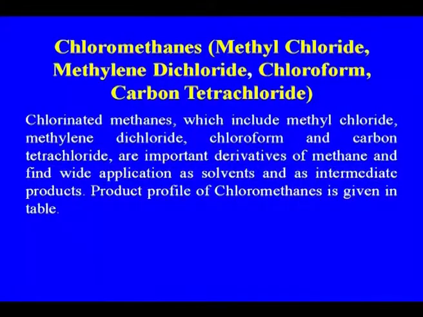Another one of the major outlets for methane, as I told you, is the chloromethanes: methyl chloride, methylene dichloride, chloroform, carbon tetrachloride. Gujarat Heavy Chemicals, which is also making soda ash, has one unit where they are making chloromethane. Similarly, the cyanide chemicals industry is using methane, and they are making a number of cyanide chemicals.